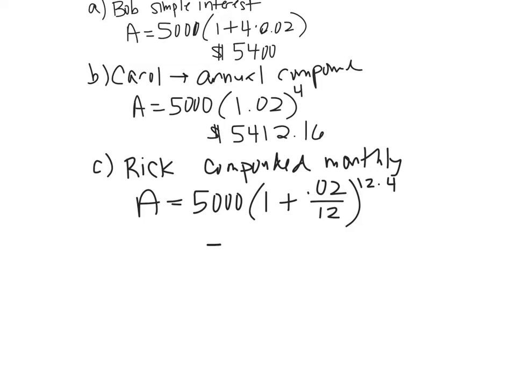And so Rick, he's going to make a little bit more, $5,416.07. Now the interesting thing is each time the person makes more, but the difference between the last person gets less and less. From Bob to Carol, it was $12.16. From Carol to Rick, it's a little less than $4 difference, right?